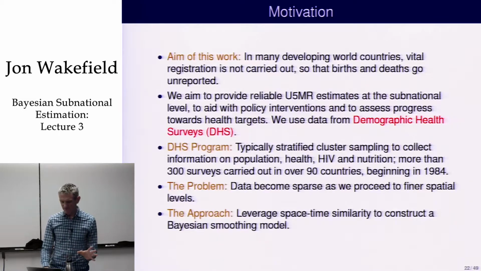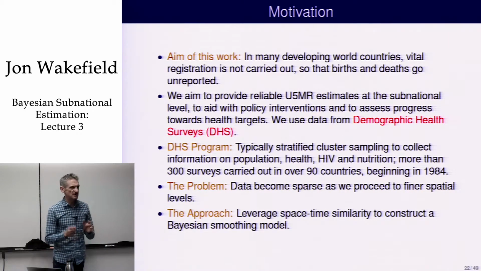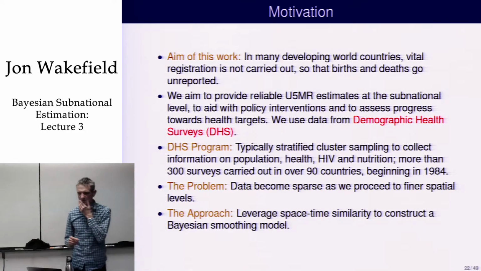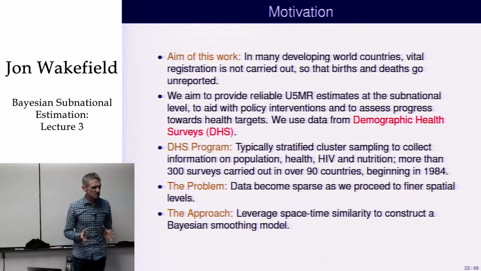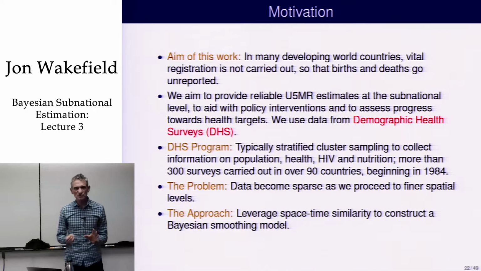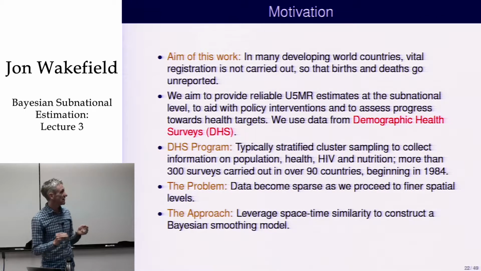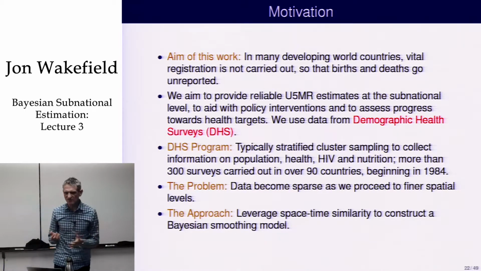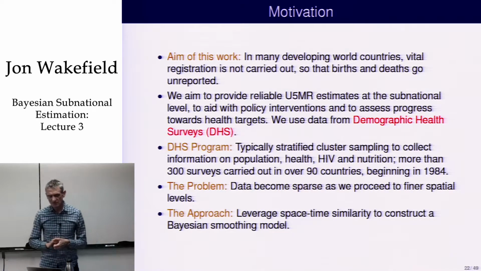So now, before I give some examples, I just want to talk about discrete hazards models, because we're interested in under-five mortality, and to do that we need to think a little bit about some survival analysis models. So the aim of this work is to try and obtain estimates of under-five mortality in countries which don't have vital registration systems or have limited vital registration systems. And so we're going to try and estimate under-five mortality at a subnational level to aid with policy interventions and assess program targets. And then we're going to use data from these demographic health surveys.